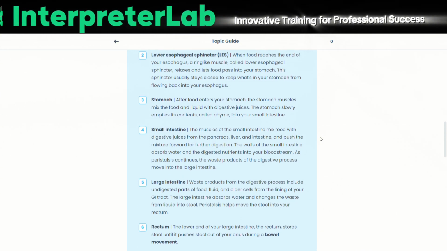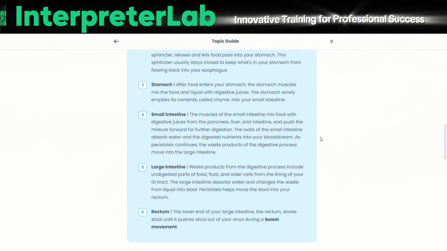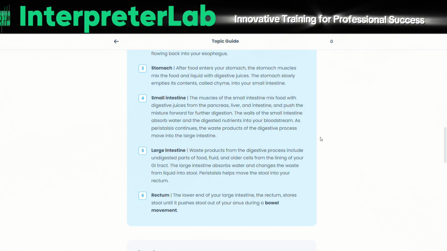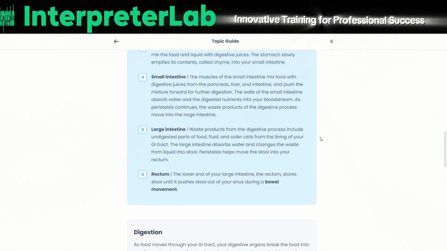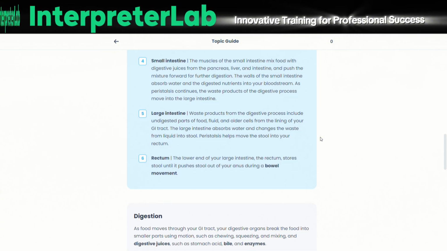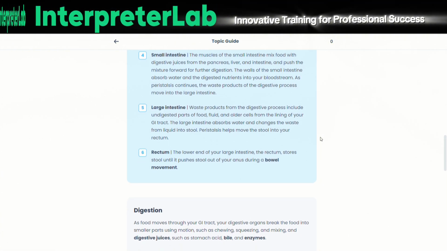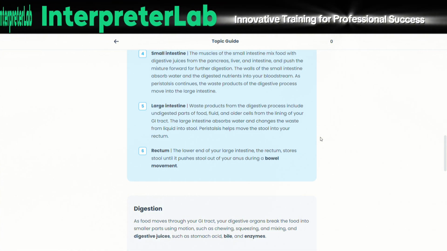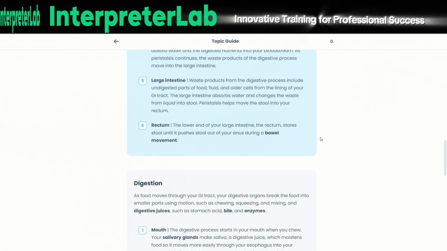Stomach. After food enters your stomach, the stomach muscles mix the food and liquid with digestive juices. The stomach slowly empties its contents, called chyme, into your small intestine. Small intestine. The muscles of the small intestine mix food with digestive juices from the pancreas, liver, and intestine and push the mixture forward for further digestion. The walls of the small intestine absorb water and the digested nutrients into your bloodstream. As peristalsis continues, the waste products of the digestive process move into the large intestine.